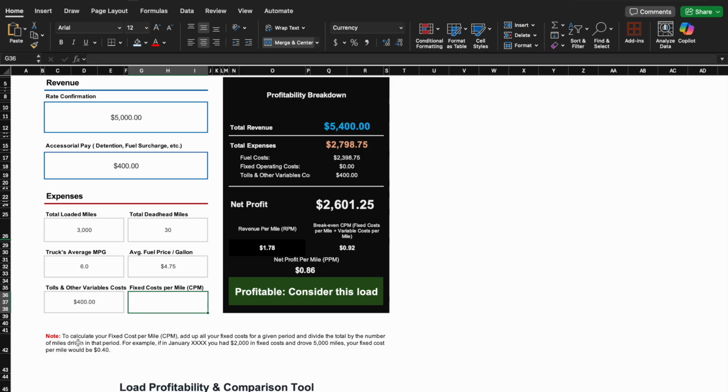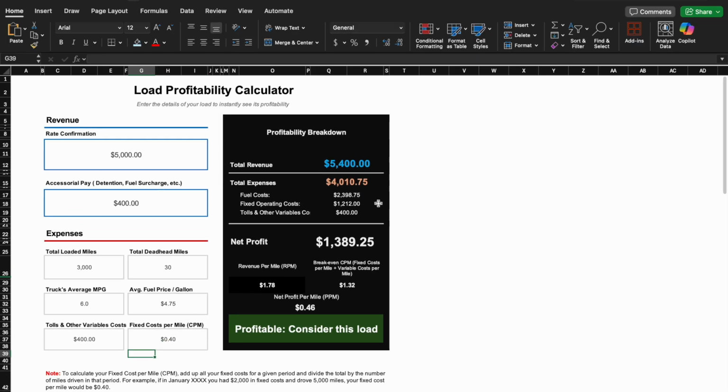So I have a note here that tells you how you can calculate your fixed cost per mile. In order to get your fixed cost per mile, what you can do is add up all your fixed costs for a period, let's say for a month, and then divide it by the total miles that you've driven for that period. So for example, if you had fixed costs of $2,000 per month and you usually drive 5,000 miles, your fixed cost would be 40 cents per mile. And then you enter that in here, let's say it's 40 cents.